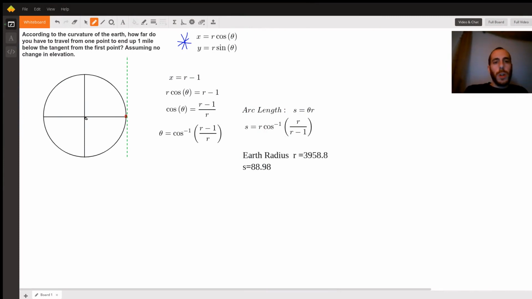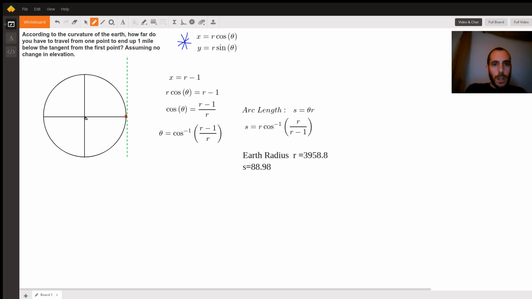According to the curvature of the Earth, how far do you have to travel from one point to end up 1 mile below the tangent from the first point, assuming no change in elevation? So here I have this circle representing the Earth, and I have an XY axis in there with the center of it being the center of the Earth, the origin, and this green vertical line is our tangent line to the Earth. Now we're going to start our walk on the right side where I have that red dot.